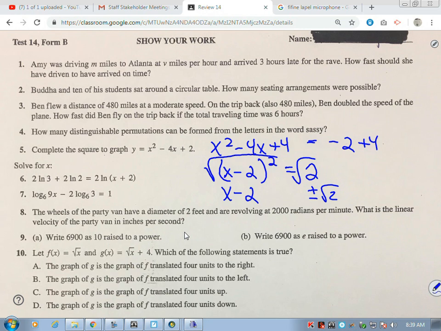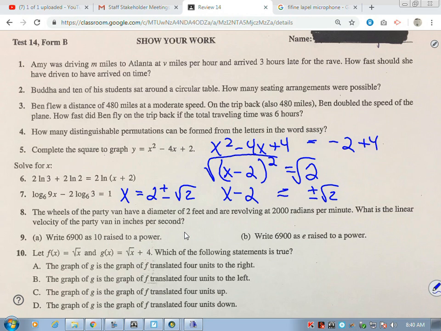Okay, right now I have x minus 2 equals the positive or negative square root of 2. Add 2. All right, so I should be getting x equals 2 plus or minus the square root of 2. Let me see my answer here. What are they looking for? It says complete the square. Oh, to graph it? Okay.